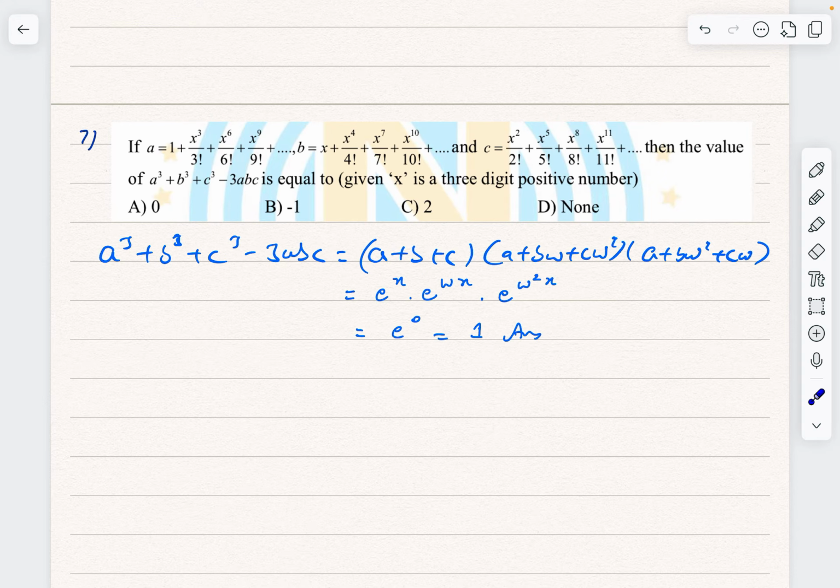Omega is that cube root of unity, omega. And a plus b omega square plus c omega will become e power omega square x. So when you multiply them, you get e power 0, because the powers you will add, you get 0. So answer will just be 1. I hope it is clear, guys. Next.